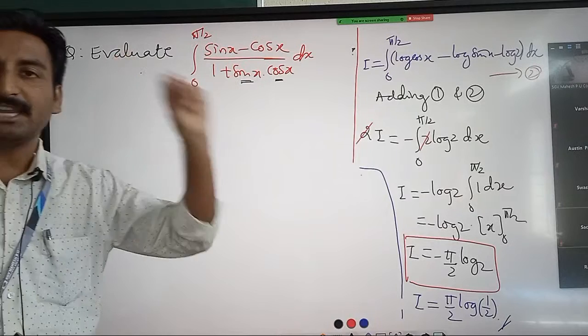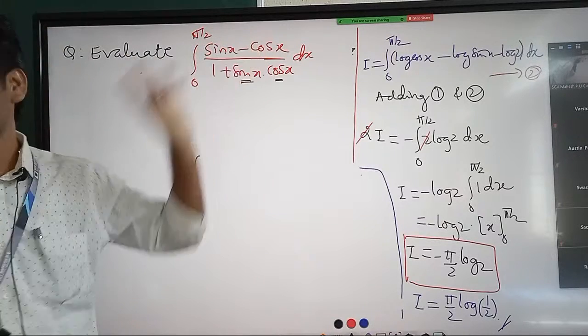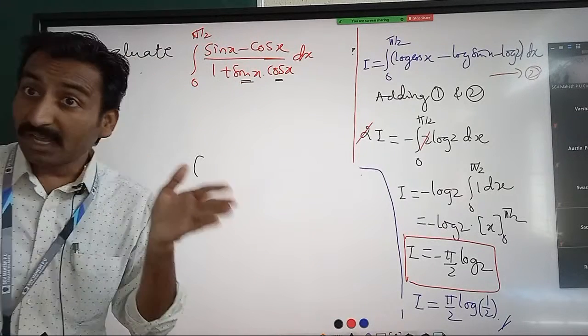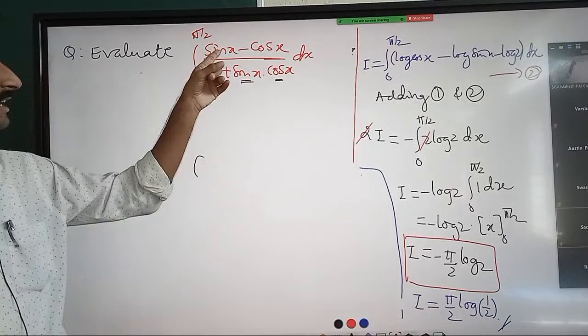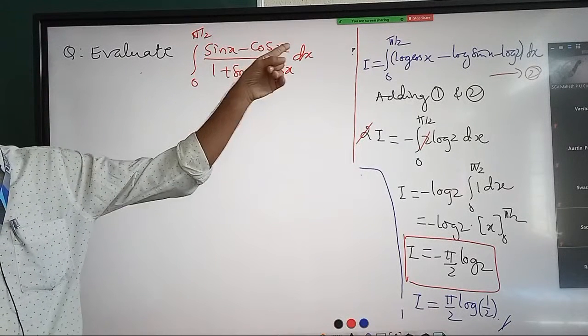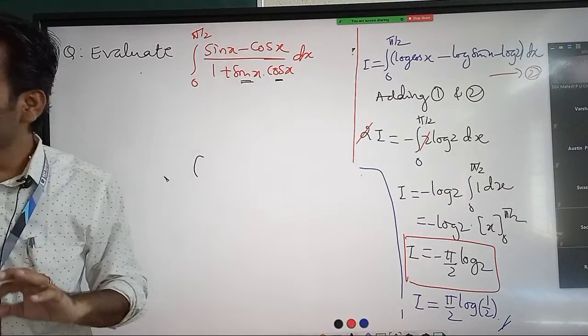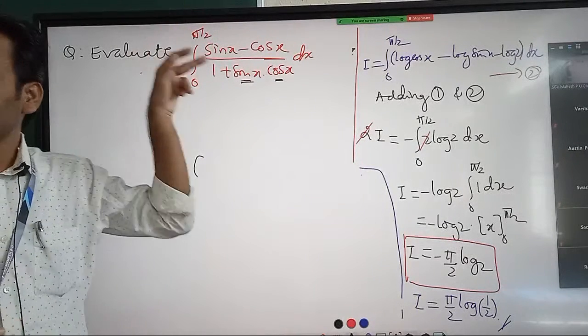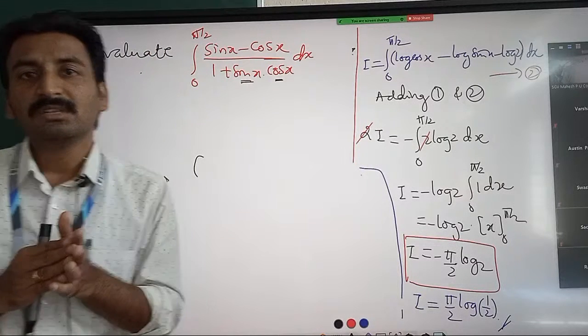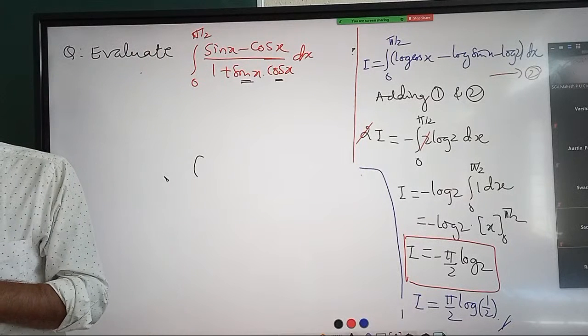You have sine minus cos, that becomes cos minus sine. Understand? When I apply the property, sin of 90 minus theta goes to cos theta and cos of 90 minus theta goes to sin theta. So cos minus sine I will get. And because both the limits are the same, I can add both. When I add both, what do you get as the answer?